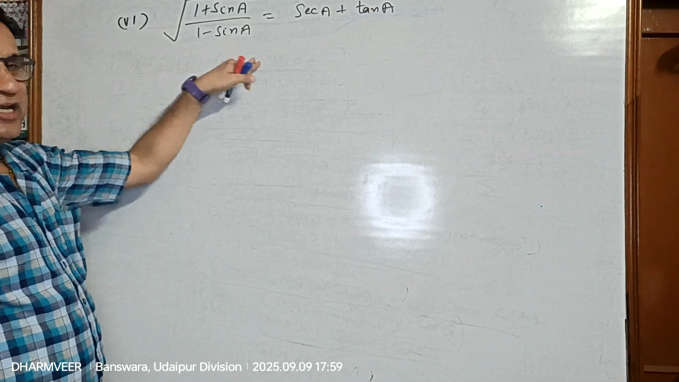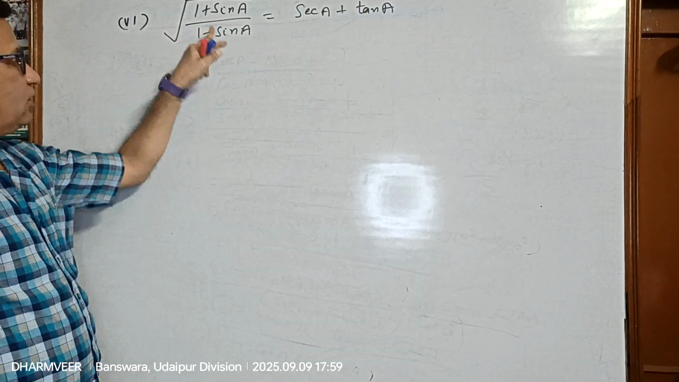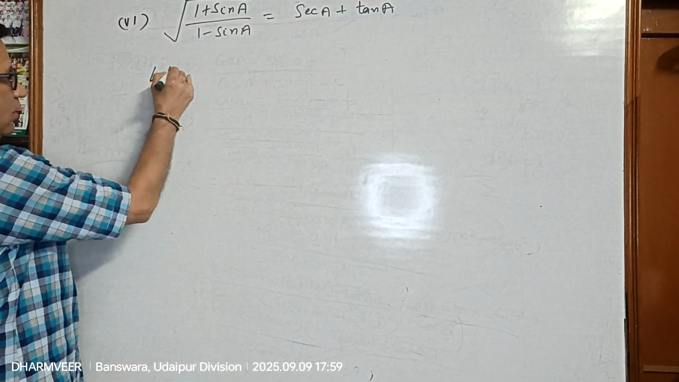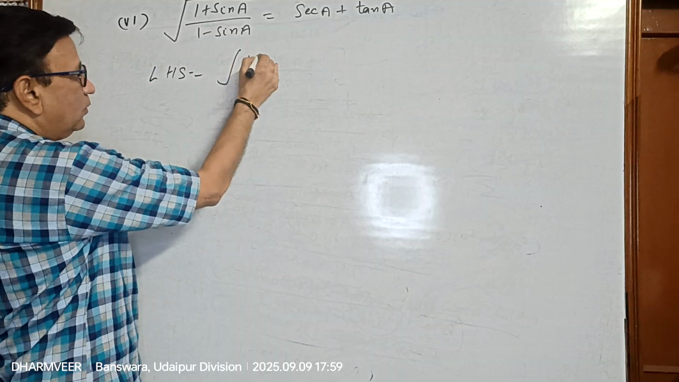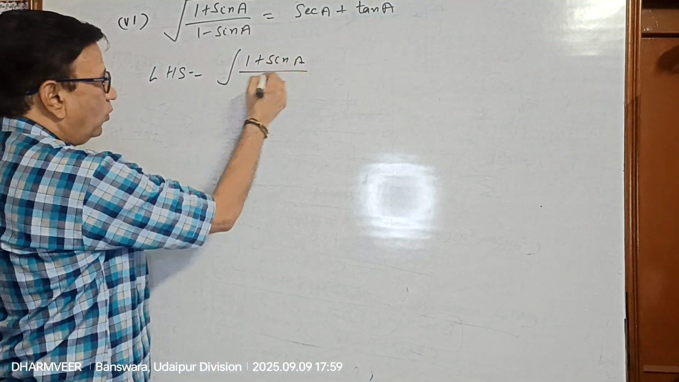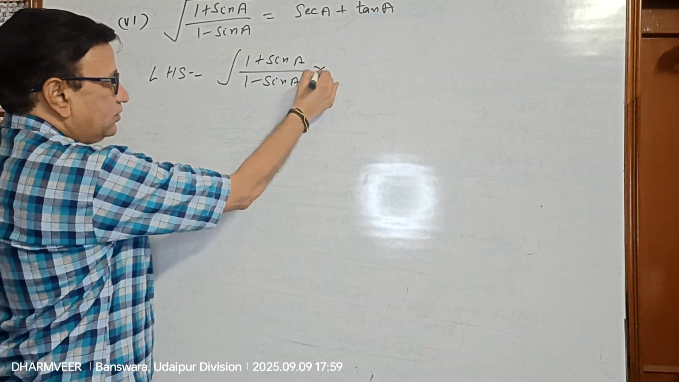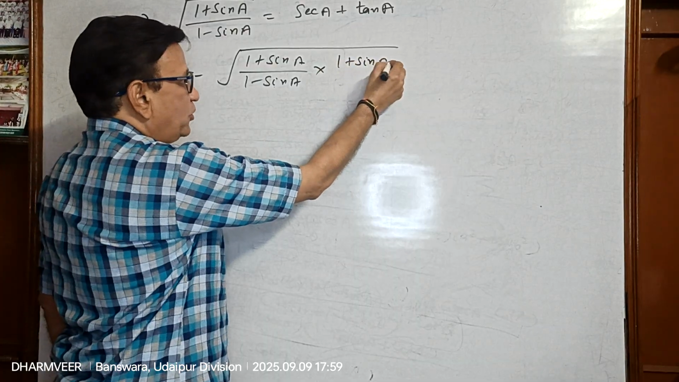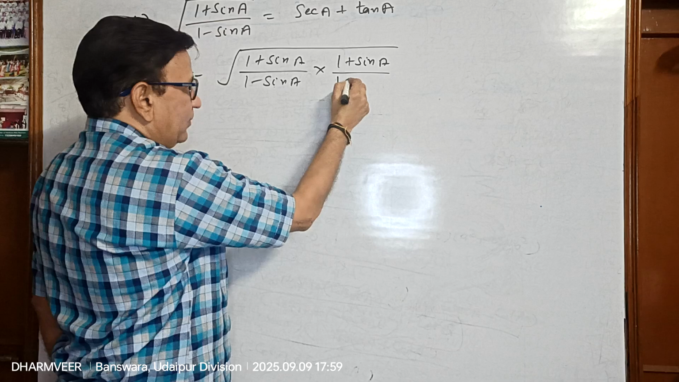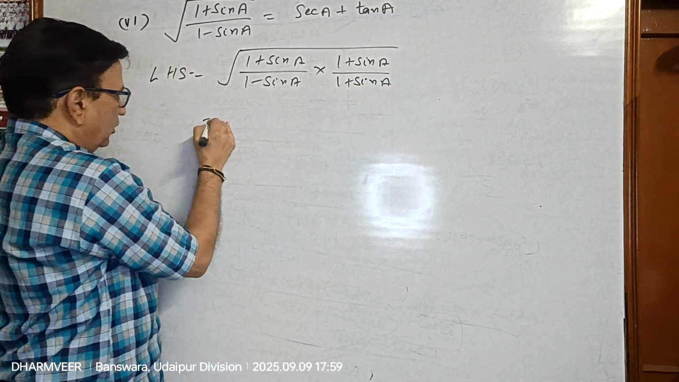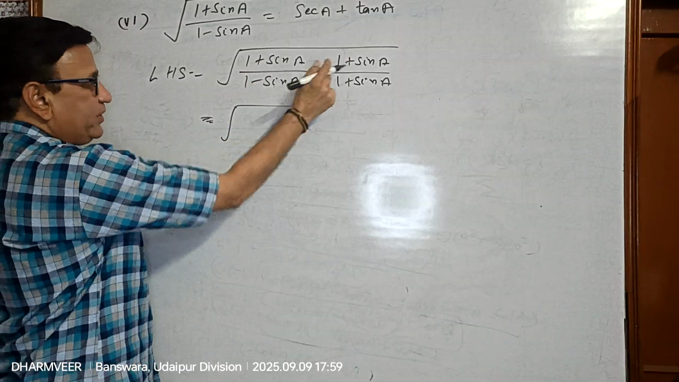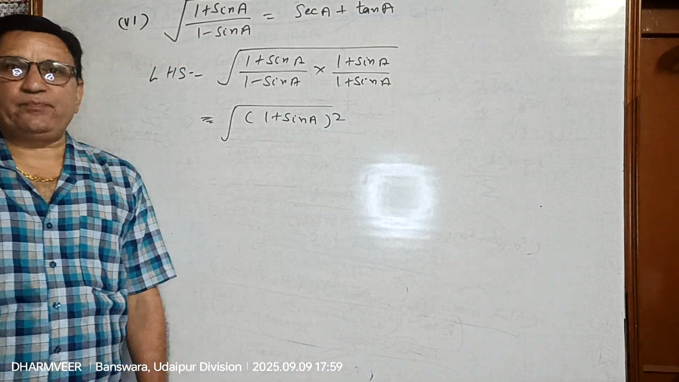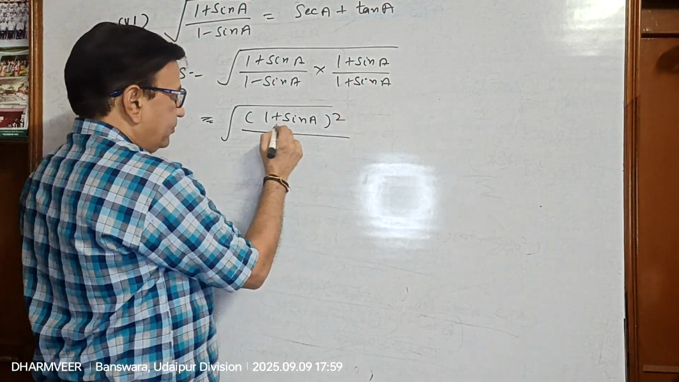So now the next question: square root of (1 plus sin A upon 1 minus sin A) equals sec A plus tan A. Okay, it's quite a simple question. So write the left hand side: square root of 1 plus sin A upon 1 minus sin A as it is. Then for 1 minus sin A, rationalize it: multiply and divide by 1 plus sin A, the opposite sign of the denominator. Now you see, A plus B whole square, it becomes (1 plus sin A) whole square, right? And in the denominator, A plus B, A minus B.